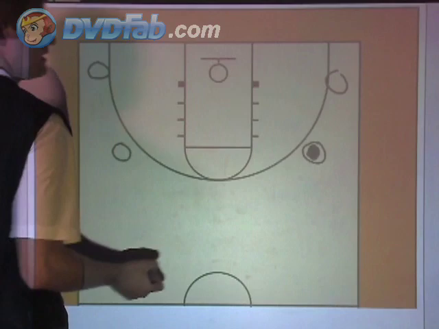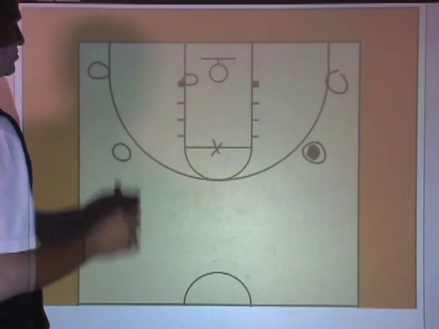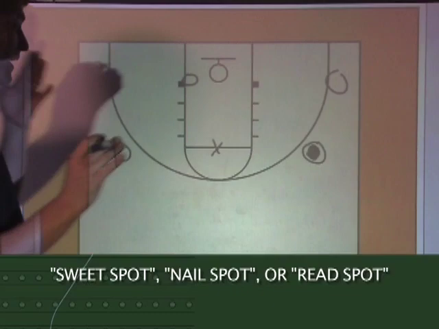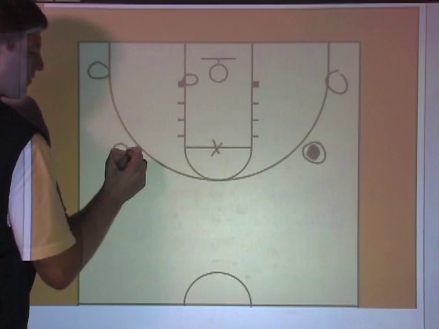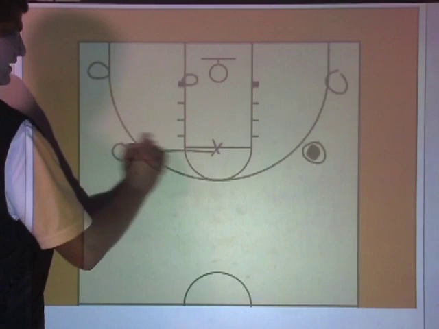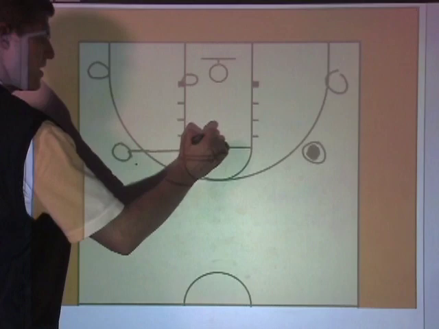Now, as soon as he makes this cut, and as we talked about with our filling up and usage of our motion cuts, there's a spot here which is known as either the sweet spot, the nail spot, or the reed spot. With this movement, this spot up here at the top needs to be filled. He needs somewhere to go. This player will then come to this spot right here, with his defensive player, who, if he's using proper defensive technique, should be off of the basketball and guarding him.